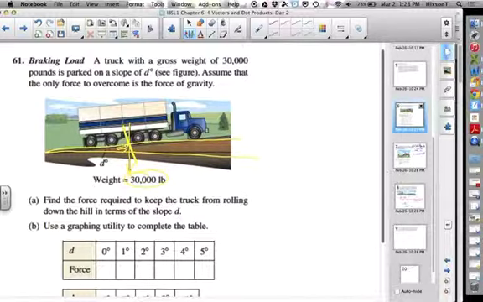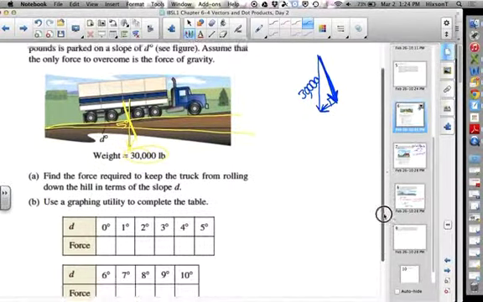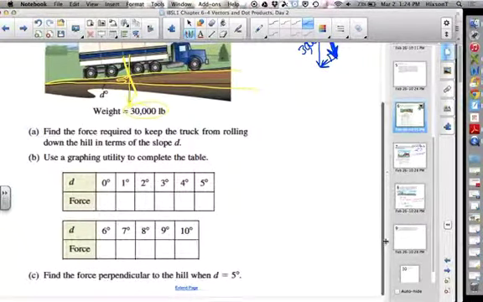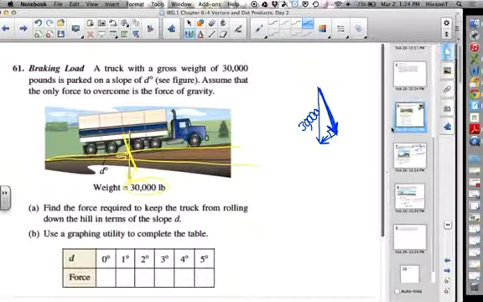Now I'm going to blow that up a little bit so it's bigger so we can see it. The magnitude here is 30,000 pounds. This would be the magnitude pushing it down the hill. We want this magnitude straight down here on part C, the force perpendicular to the hill when d equals 5 degrees.